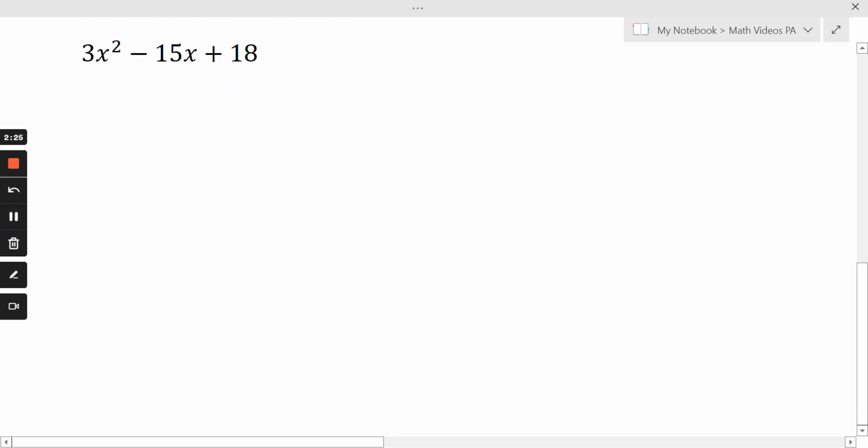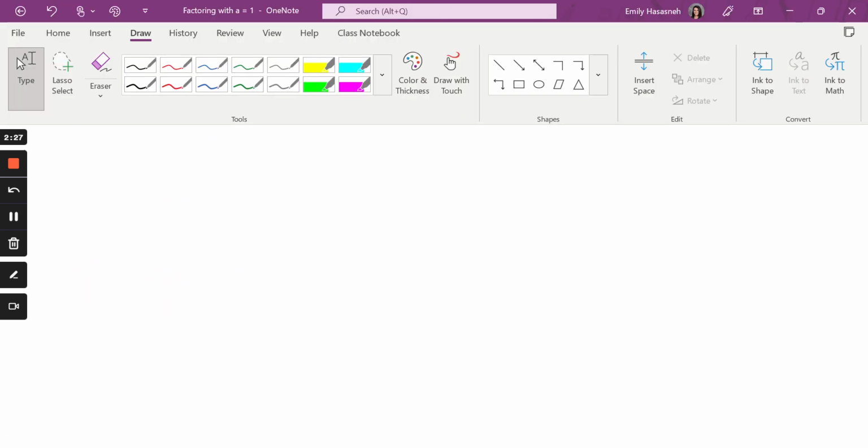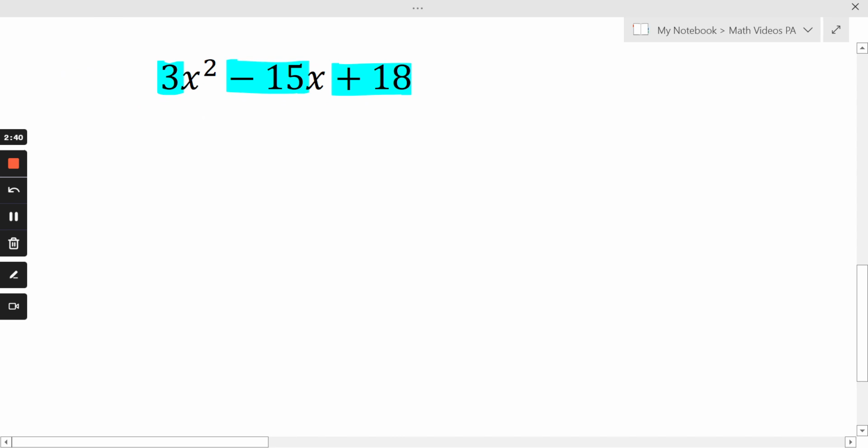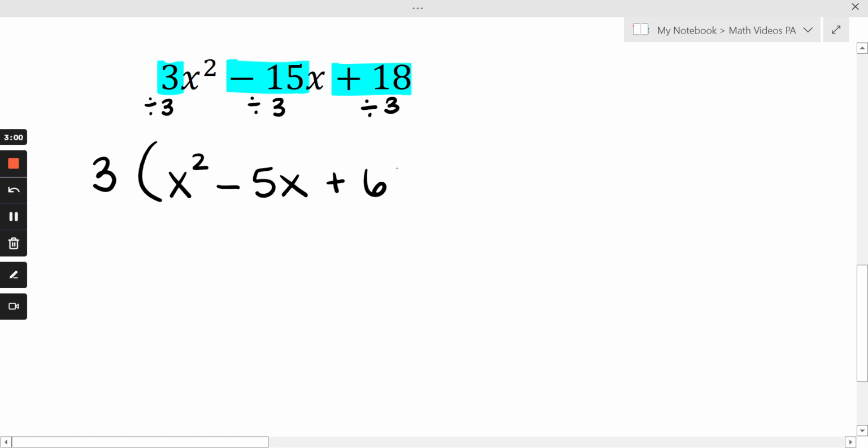Now for the next problem here, we've got something else going on in that I have a 3. Oops, my screen is shifted. I have a 3, I have a negative 15, and I have an 18. Now what I notice first is that those numbers are divisible by 3. So I'm going to factor out or divide out a 3 from each of those terms. And when I do that, I'm going to be left with an x squared, I'm going to be left with minus 5x, and I'll be left with plus 6.